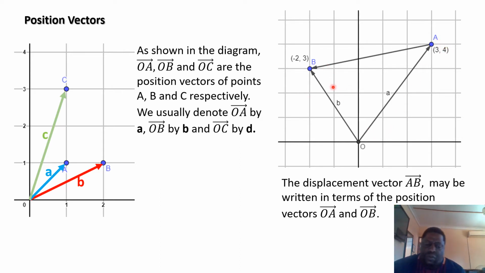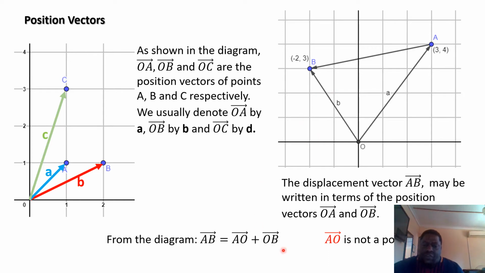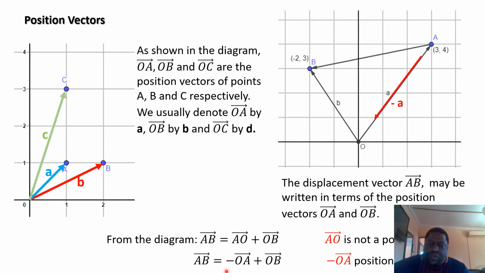Well, we're going to talk more about that in terms of how you write that. But AO then is not a position vector, so you have to write that as a position vector. Okay, so you have to put a minus in there. So if you go AB, then you must have OA and minus OB because you're going against vector A. Can you see that? Against vector AO or OA in that regard.